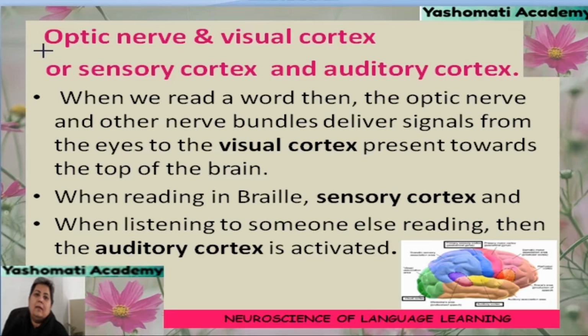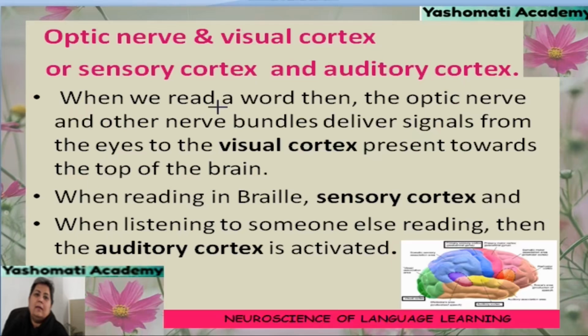Similarly, there is another area, that is the optic nerve and visual cortex, which is responsible for seeing the word, or when we are receiving the stimulus in the form of visual stimulus, because we can read the words also, or the written language can also be understood. That happens through the optic nerve and visual cortex, and maybe by the sensory cortex and auditory cortex. So there are two ways by which we can perceive the word. We can either see it or we can hear it.